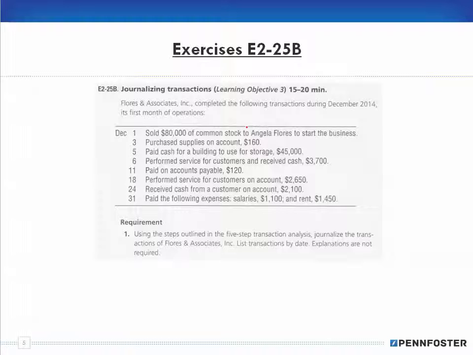Because, like I said, this chapter is going to be about making a lot of journal entries. It says, completed the following transactions in the first month of operations using the steps outlined in the 5-step transaction process, which I am not going to do. See 2-24B for why I'm not doing that. Journalize the transactions; explanations are not required. December 1st: sold $80,000 of common stock to start the business.